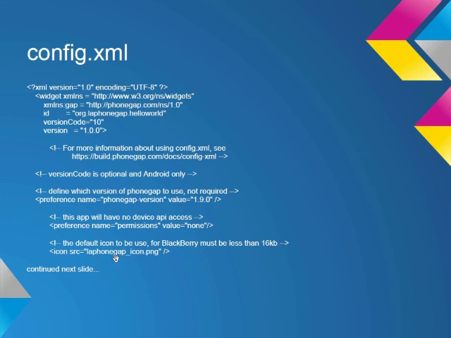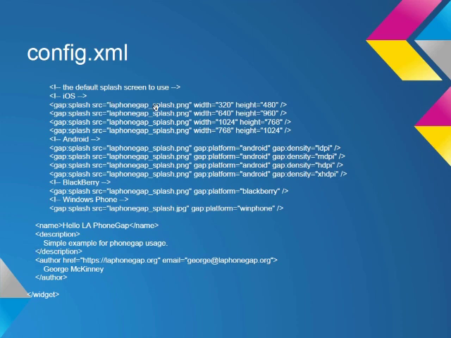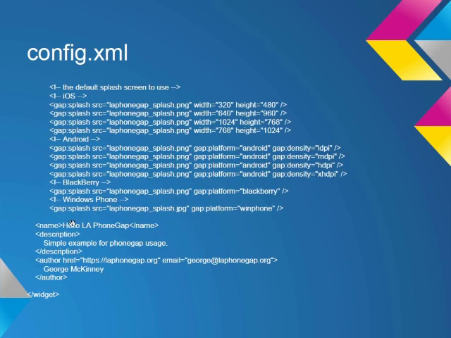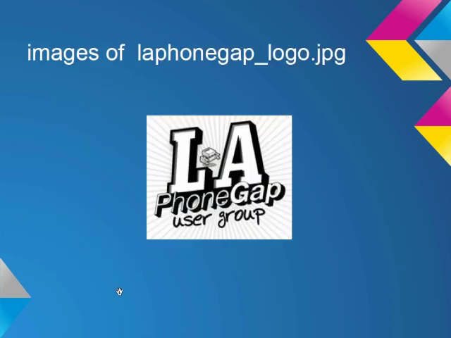Next thing is for the icons. This is so when you look at it on the device, it'll have the logo that you are creating. And then for starting up, you need a splash icon. So these are the different file sizes that this image is going to be stretched into on the various platforms for iOS, Android, BlackBerry, and Windows Phone. One last thing, going back to the icon for BlackBerry, it needs to be less than 16 kilobytes. Okay. Our name, short description, a little about the author. And now this is the logo that we're using.